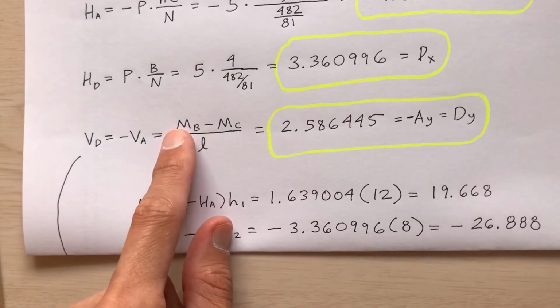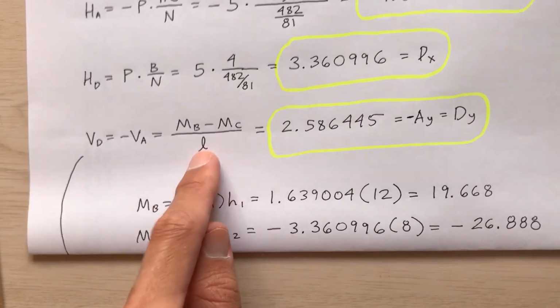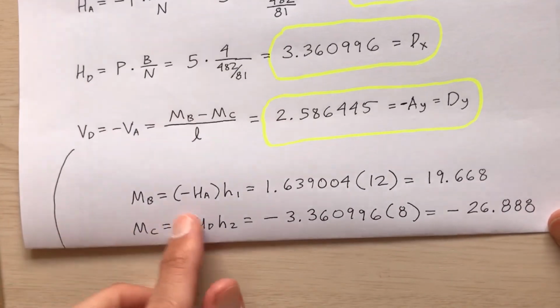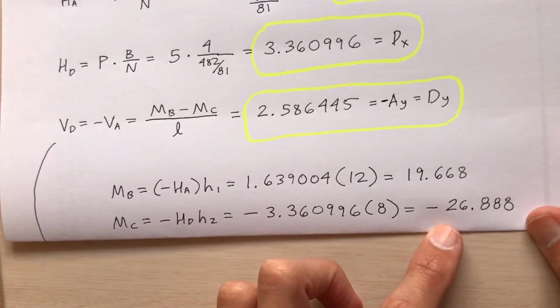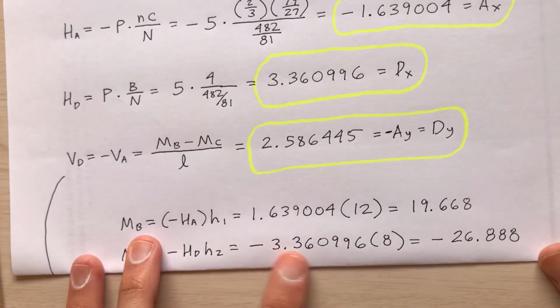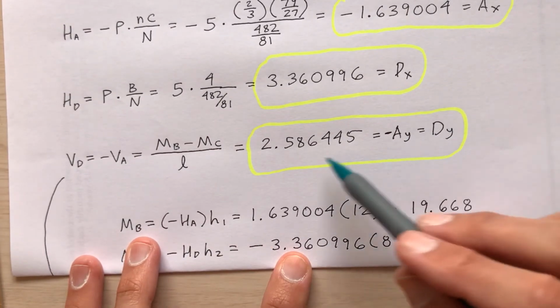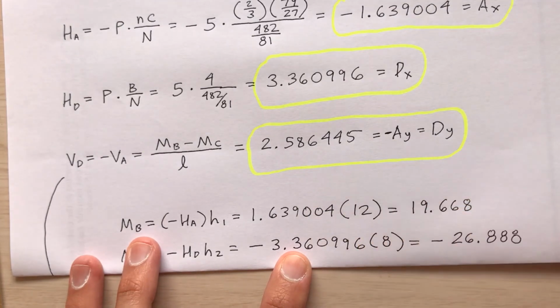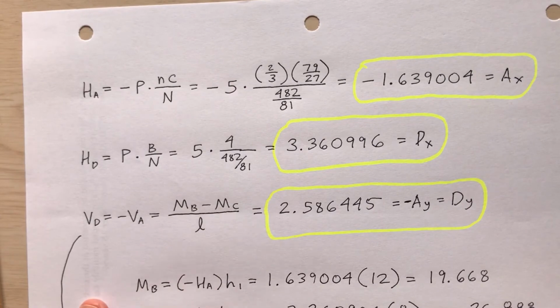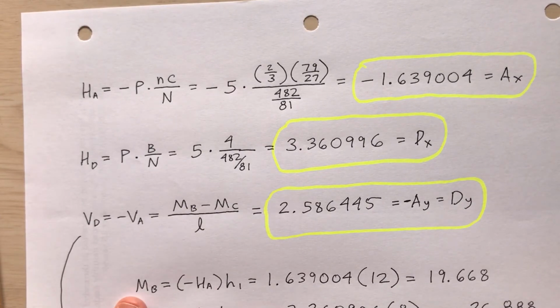So M sub B minus M sub C over L. The L is 18, and the M sub B and M sub C I'm calculating down here. I think I used more than just 3 digits. So I stick those in, and I find that the vertical reactions at A and D are approximately 2.586. Do these agree with the reactions that I got when I did this using the flexibility method? Well, I sure hope so.